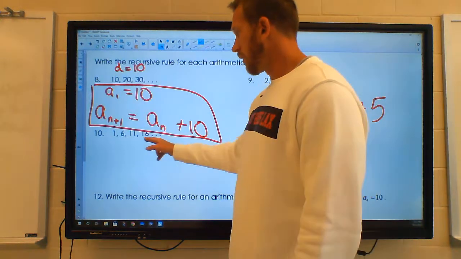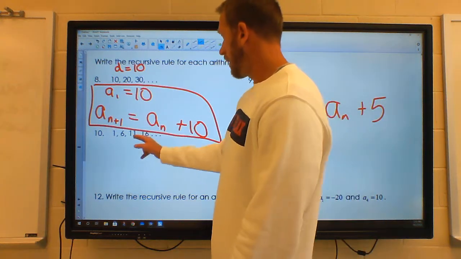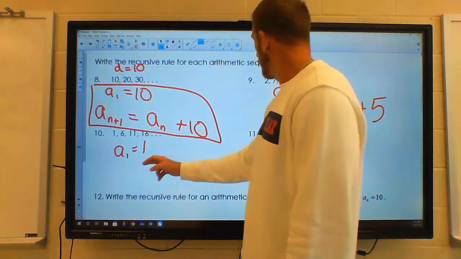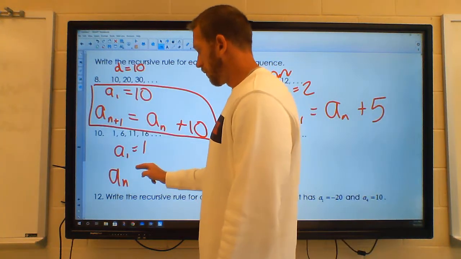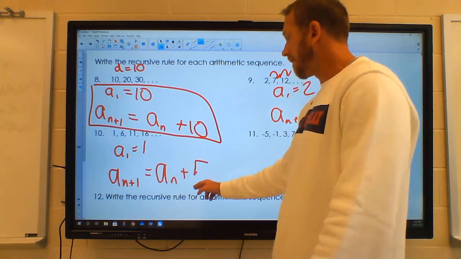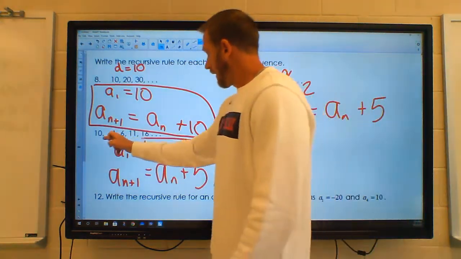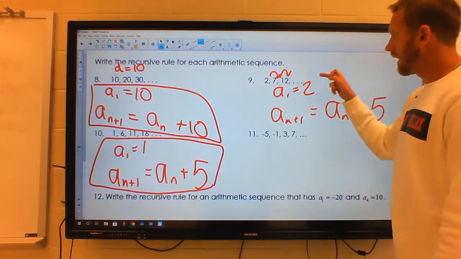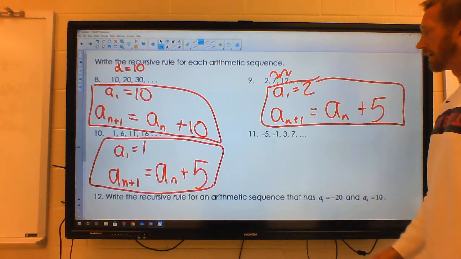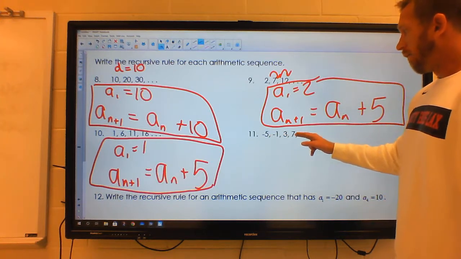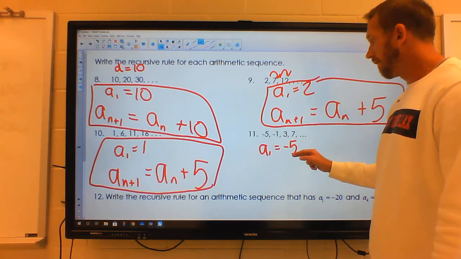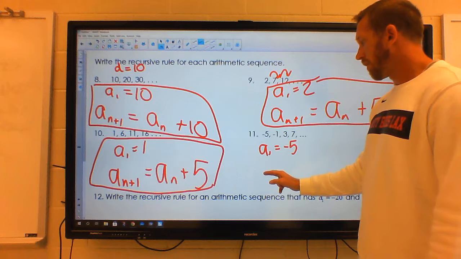Okay? This one is also adding 5 every time, but it starts at a different first term. First term is 1 instead of 2. But the rule for what happens for every ensuing term is just add 5. And again, for each of these formulas, you must state the first term, or else you are not telling us where we're going. Okay? Add 4, add 4, add 4. Okay, so first term is negative 5. Add 4 for each term thereafter.